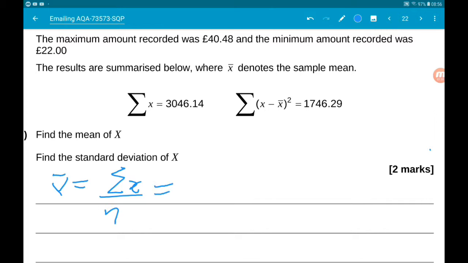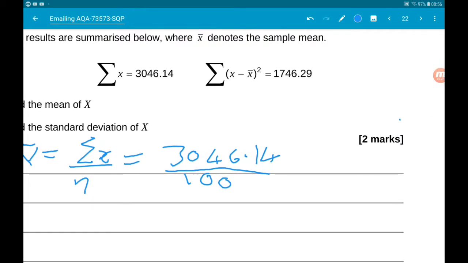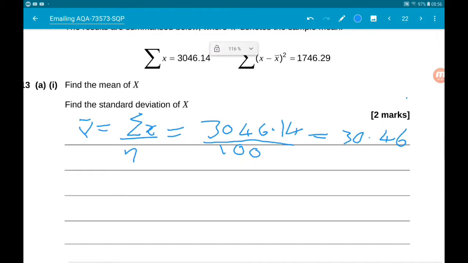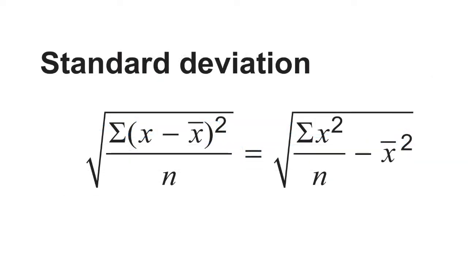So here that's 3,046.14 divided by 100. Now that, if we go to 2 decimal places, is going to give us 30.46. Now, for the standard deviation, we are given a formula for it in the booklet.